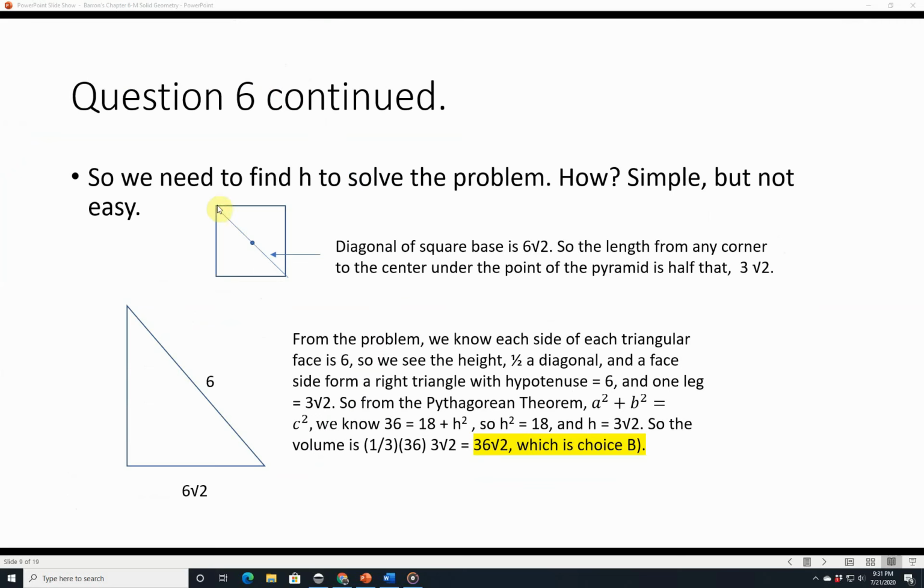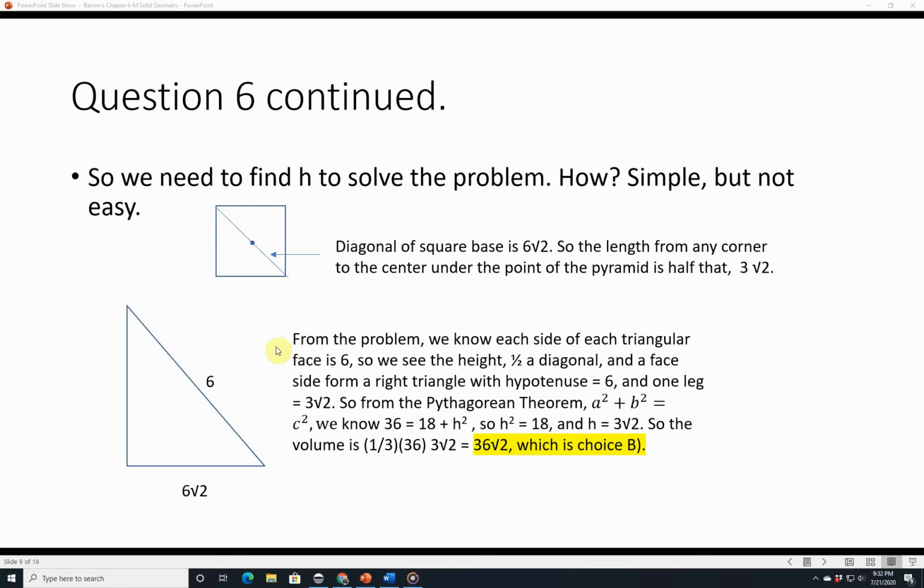So let's pretend we're in drafting class, mechanical drawing, whatever you want to call it. We're going to look at this pyramid from a top view. So we can see the square base, we can see this point in the middle. So the diagonal of the square base, since this is 6, this is 6, this becomes 6 root 2. So that means half of this has to be 3 root 2.